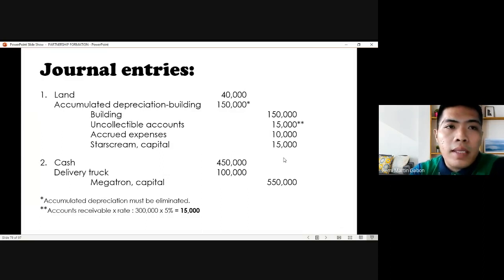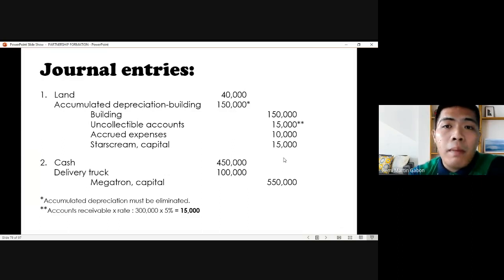So first, debit tayo ng land for an increase ng 40,000. Then i-eliminate natin yung accumulated depreciation ng building. Guys, when we say partnership formation, it is a fresh start. So kailangan walang contra asset account yung properties. Okay? So yung present na contra asset account ng building, which is the accumulated depreciation, kailangan tanggalin yan. So, i-charge natin yan as a credit to a building account para ma-eliminate si accumulated depreciation.